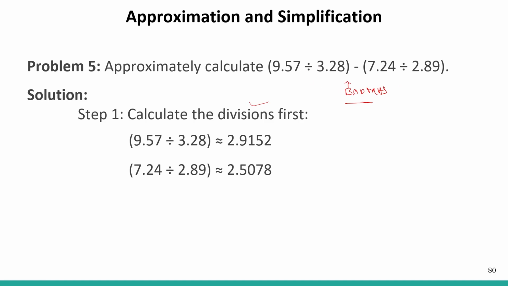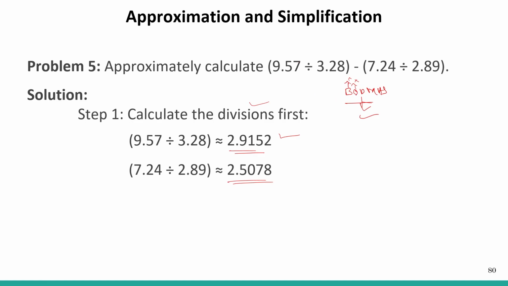We need to see for further brackets, are there any? No. We need to see for further exponents, are there any? No. Are there any divisions? Yes, so we'll solve them first. Dividing 9.57 by 3.28, we are left with 2.915. And dividing 7.24 by 2.89, what we are left with is 2.5078. Now we have done all the divisions, so we have simplified the brackets.